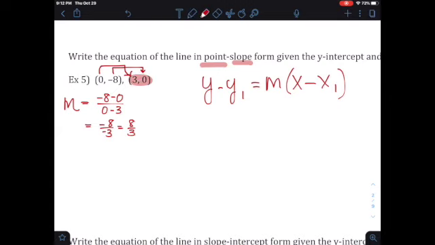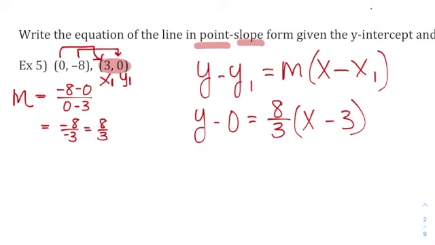Don't forget 3 is x sub 1. y sub 1 is 0. Okay, so it's going to be y minus 0 equals 8 over 3 times x minus 3. And you are done. And if you feel like you want to simplify, you can also give it to me as the equation y equals 8 over 3 times x minus 3. That's okay too. Any questions?